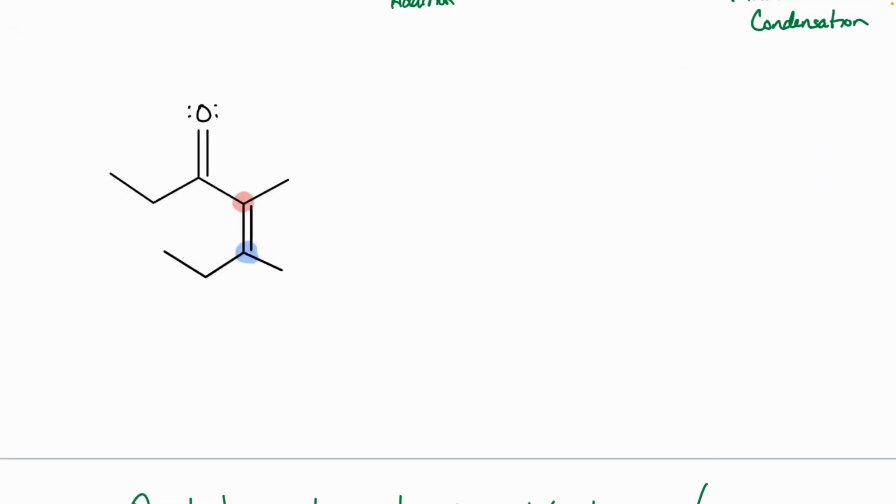Let's try to think, why does the double bond form in this specific location? Why doesn't our alcohol group dehydrate in a different direction, let's say down here? So why would it dehydrate? Why is this one wrong here?